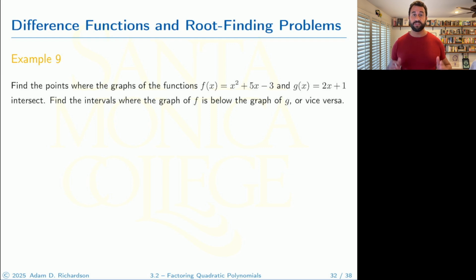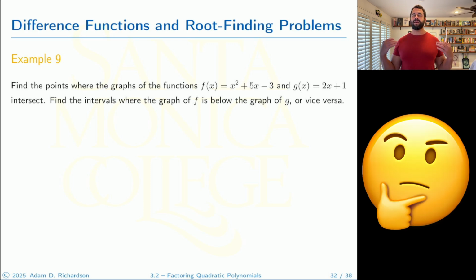I want you to try it first and we'll do it together, but I want you to find the points where the graphs of the functions f of x equals this and g of x equals this intersect. And I want you to find the intervals where the graph of f is below the graph of g, or vice versa. Where is f above g? Where is f below g? And where does f equal g? Okay? All right, now think about it for a second.